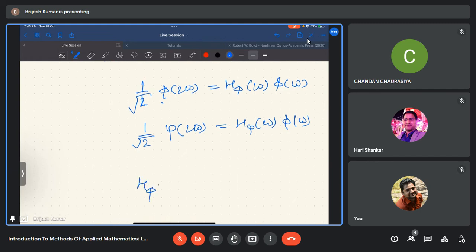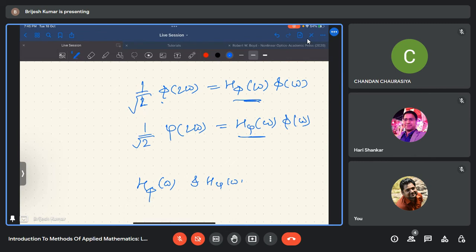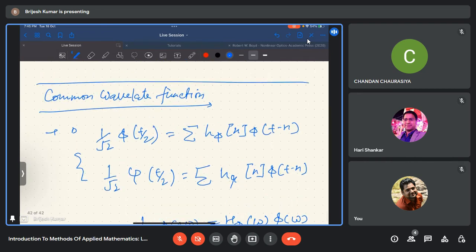H_phi(ω) and H_psi(ω) are the discrete time Fourier transforms of this discrete filter. We can use different wavelet functions to design different types of filters. Depending on the filters, the wavelet function can be changed.